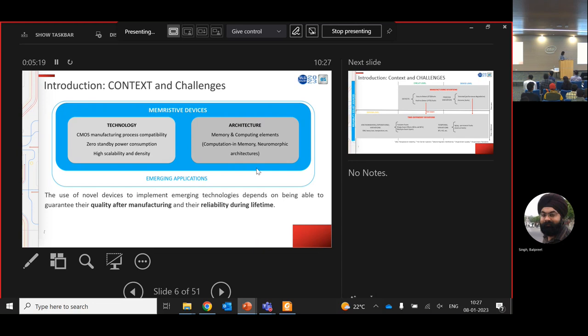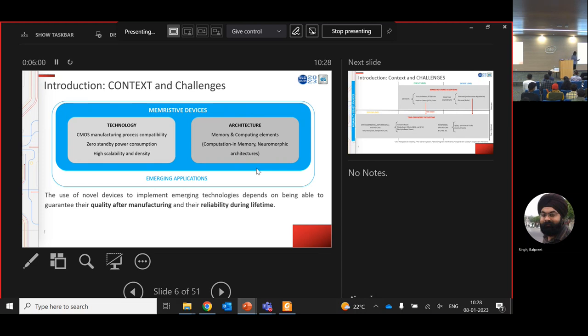But why are they so interesting? Basically, because from the perspective of technology, they have this CMOS manufacturing process compatibility, which means that we can manufacture the CMOS technology, and then in the back end of the line, you can manufacture these novel memristive devices, and then you can have the integration of both technologies. Okay, they also have zero standby power consumption and high scalability in density. You can have really high density memory elements or computation memory elements using this novel technology.